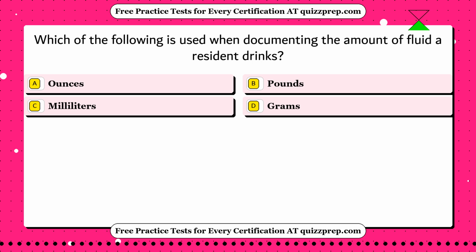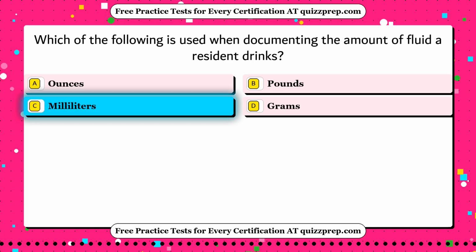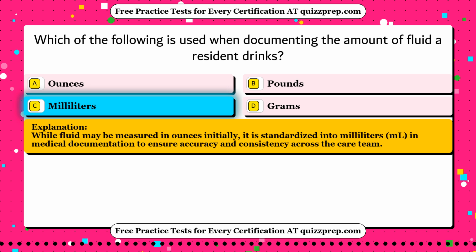Question 3. Which of the following is used when documenting the amount of fluid a resident drinks? Option A, ounces. Option B, pounds. Option C, milliliters. Option D, grams. The correct answer is option C, milliliters. While fluid may be measured in ounces initially, it is standardized into milliliters, ml, in medical documentation to ensure accuracy and consistency across the care team.